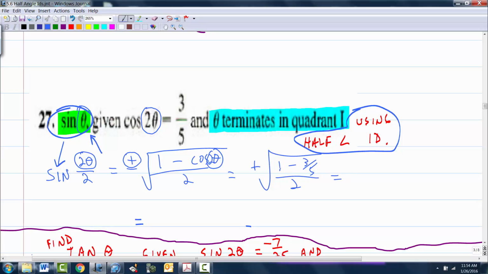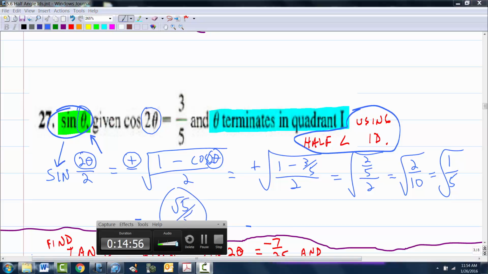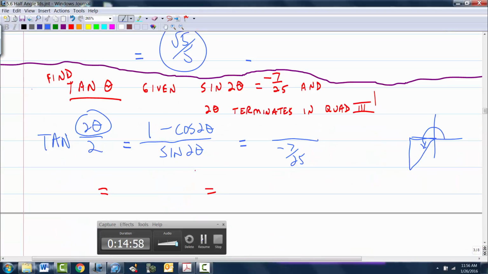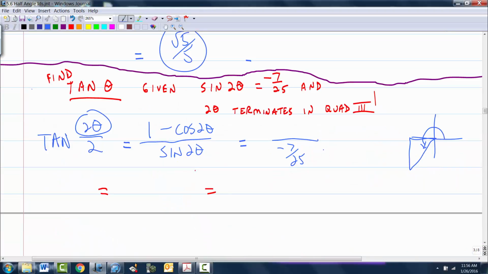This is 5/5. 5/5 minus 3/5 is 2/5. 2/5 over 2 is 2/10. 2/10 is 1/5. And then this becomes the square root of 5 over 5. I'll pause the video for any questions about how fast I rationalized. Oh my goodness, all this work. I didn't say any of that online.